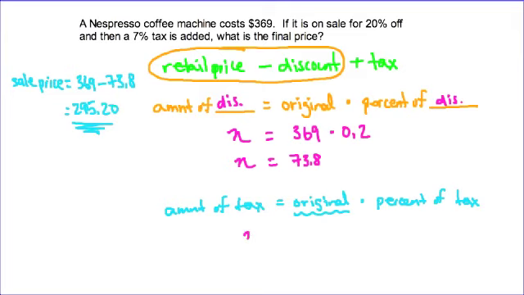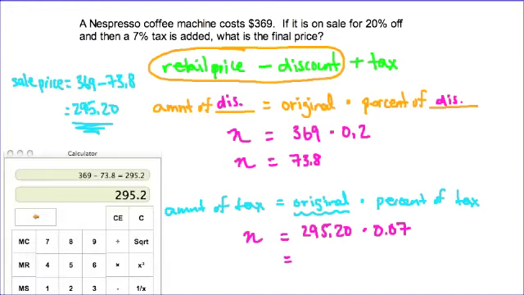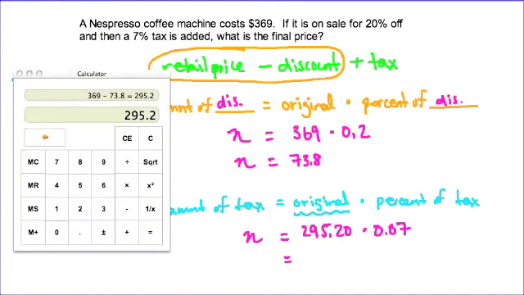So let's work this out right now. The amount of tax I do not know. The original is 295.20, and my percent of tax is 7%, as a decimal 0.07. So I'll get my calculator out again. I see my answer is still there, so I'll just multiply that by 0.07 equals $20.66, right? I don't pay 4/10 of a cent.